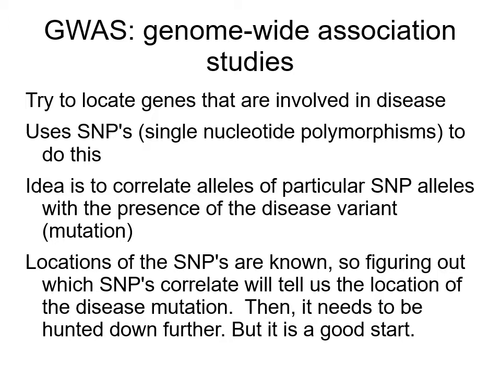Okay, so the idea is that single nucleotide polymorphisms are locations in the genome where there's genetic variation, where people differ one from the other in terms of what actual nucleotides they have at that location. And the important thing is we know where they are, and therefore the idea is we're going to try to correlate disease susceptibility to the locations of particular SNPs.